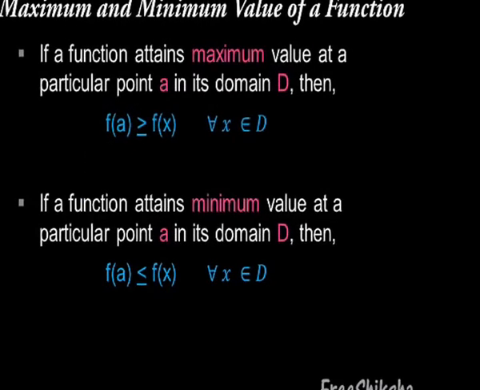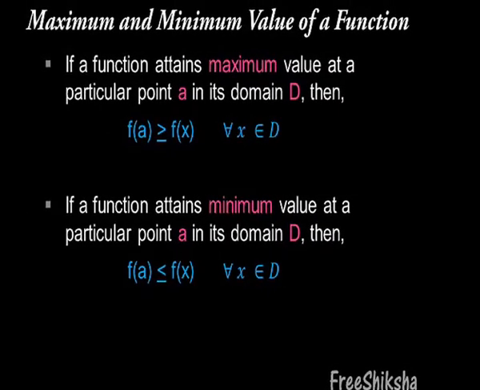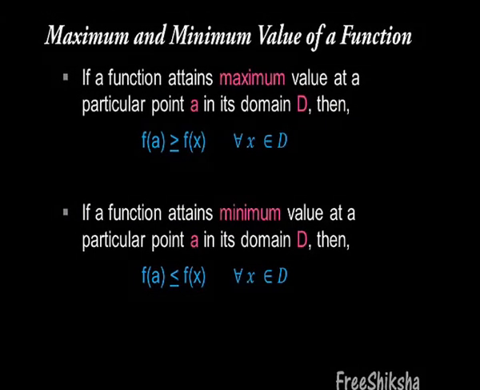So let's begin with understanding what we mean by the maximum and minimum value of a function. Of course, we all know what maximum and minimum value mean, but in the context of a function, how do you define it? We define it by saying that if a function attains a maximum value at a particular point, say A, in its domain D, then the function's value at that point would be greater than or equal to the function's value throughout the domain. Very simple.